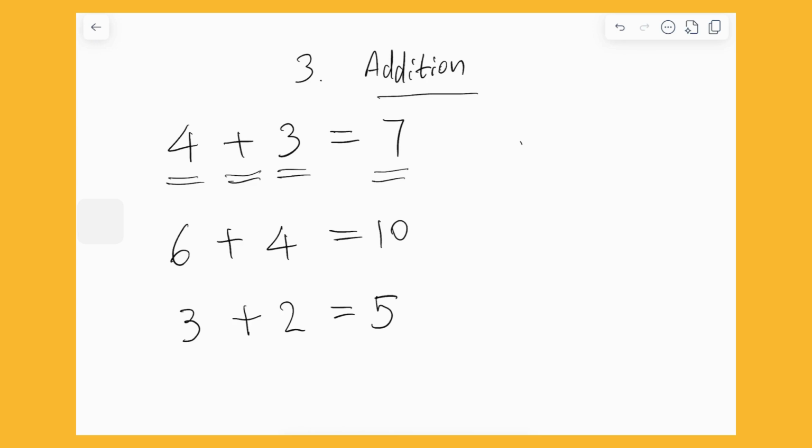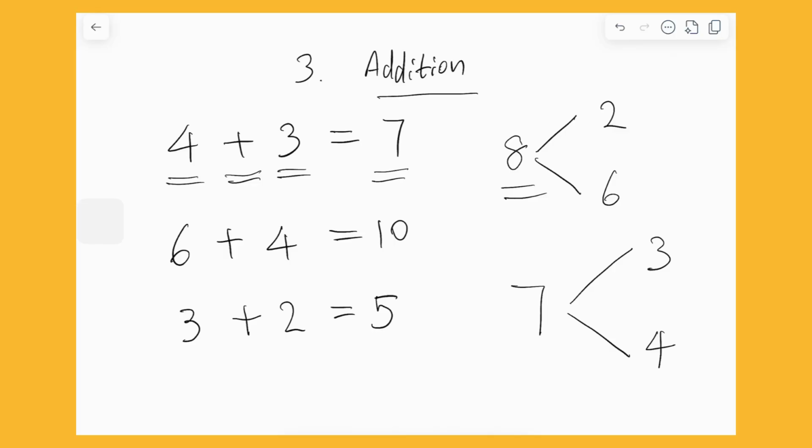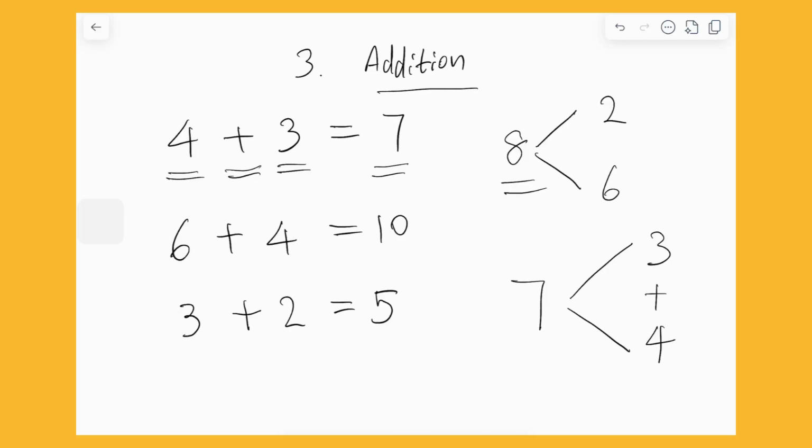So in addition, we've just learned number bonds, right? So we can present addition with number bonds, all right? So we have 8 here. We have what? Could be 2, 6. Okay, 2 plus 6 equals to 8. And then, for example, we have 7 here, and we got the number bonds 3, 4. Okay, 3 plus 4 equals to 7. That's addition with number bonds.